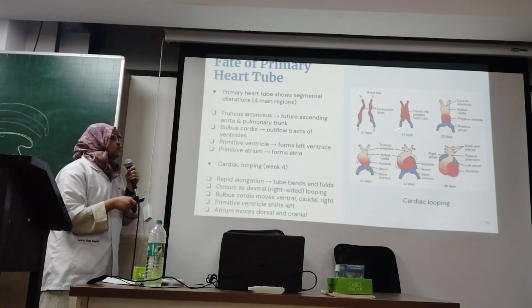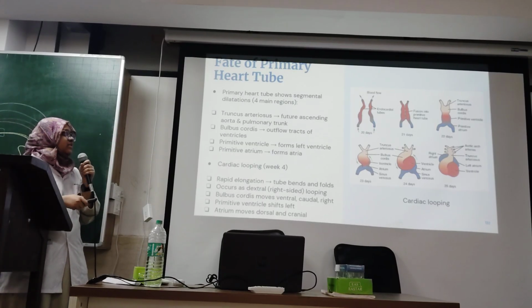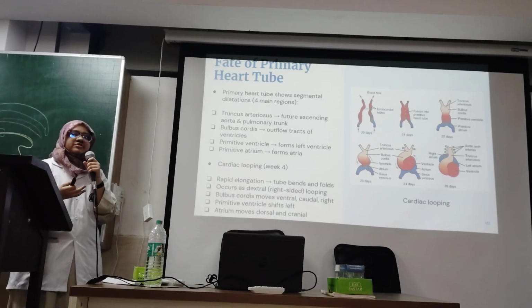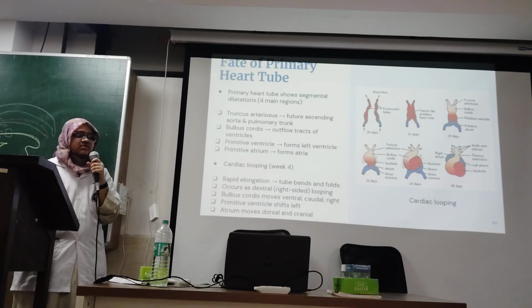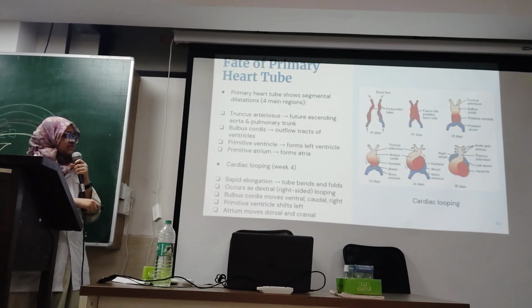And then the primary heart tube develops 4 dilatations, and then the cardiac looping occurs, and formation of atria and ventricles occur, which will be discussed by the subsequent presenters. Thank you.